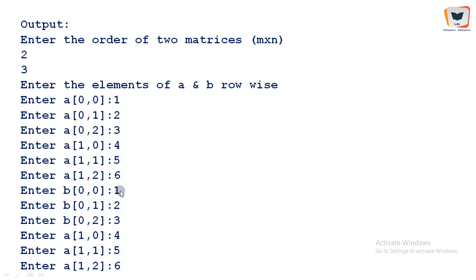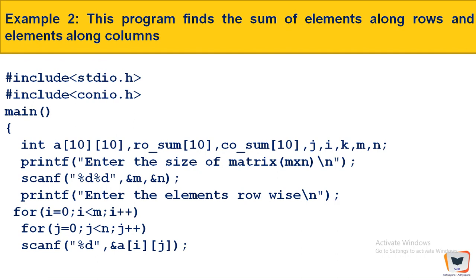When we add, 1 plus 1 should get added, we should get 2, 2 plus 2 will be 4, 3 plus 3 will be 6. So we have got the resultant matrix over here upon addition. We will go for the second example.